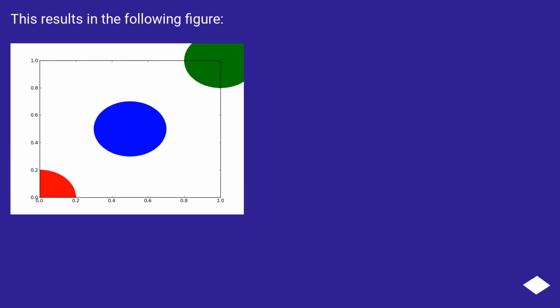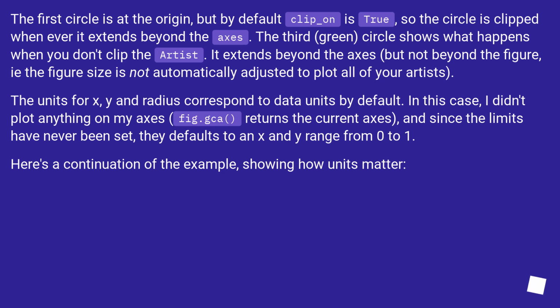This results in the following figure. The first circle is at the origin, but by default clip_on is true, so the circle is clipped whenever it extends beyond the axis. The third, green circle shows what happens when you don't clip the artist. It extends beyond the axis, but not beyond the figure, i.e. the figure size is not automatically adjusted to plot all of your artists.